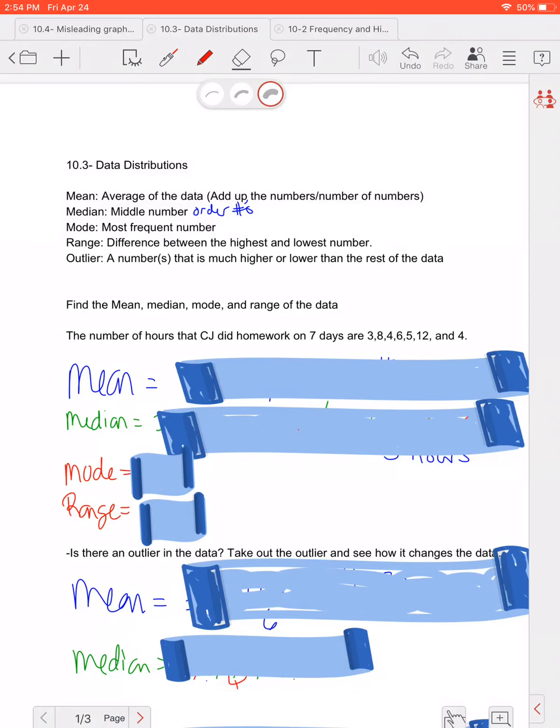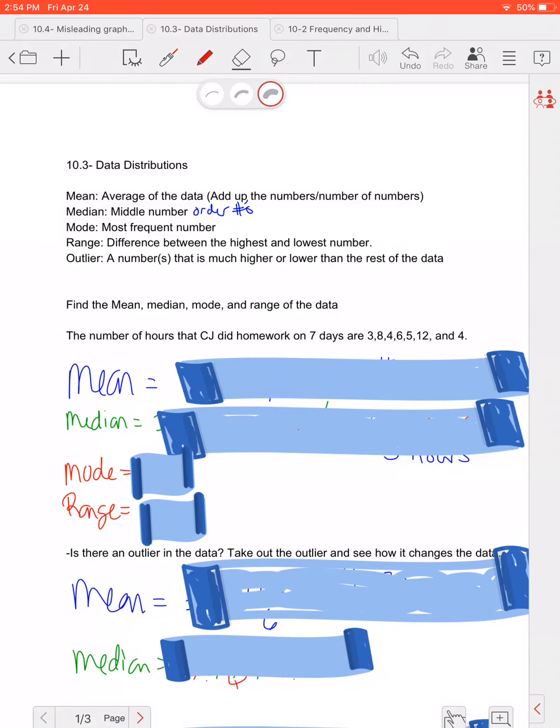Range is the difference between the highest and the lowest number. So that just kind of tells us how many numbers we have between our highest and lowest number. And an outlier is a number that is either much higher or much lower than the rest of our data. And that can really throw off a set of data. So sometimes we will remove it, and we will discuss that later in our example.